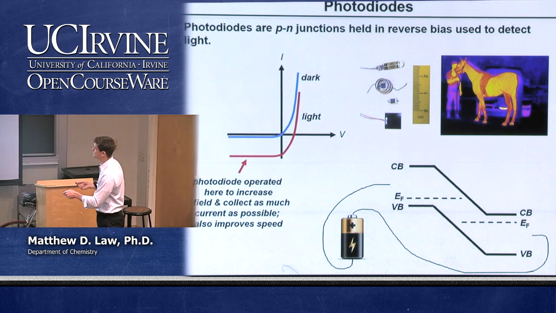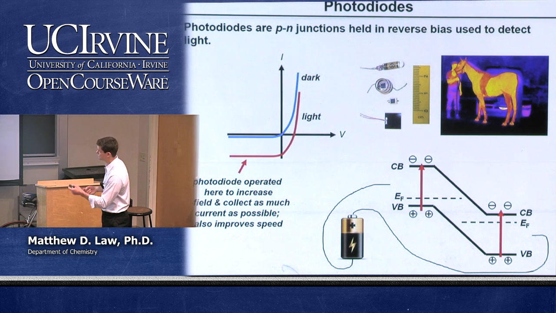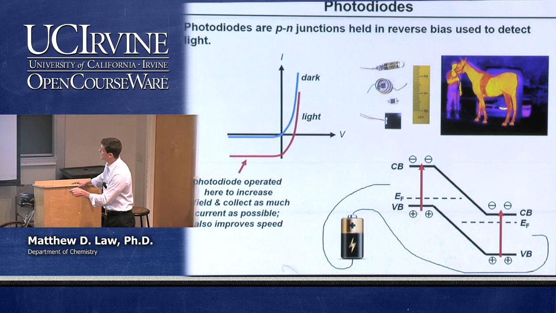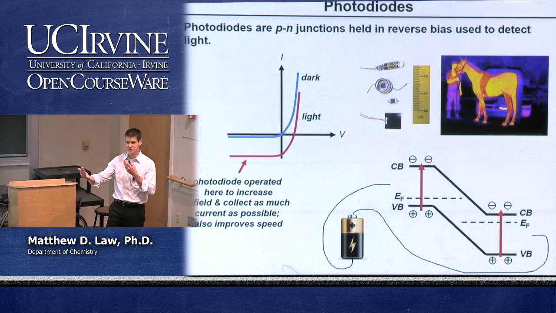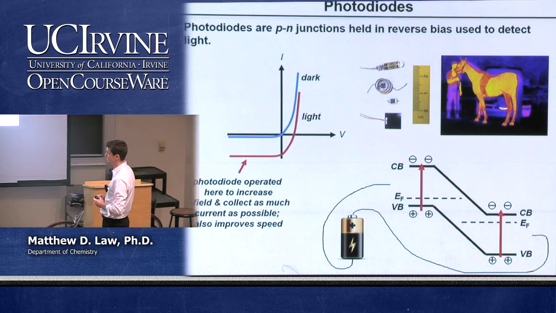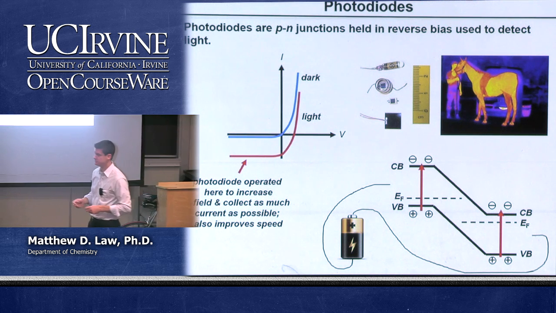First of all, it increases the region in which, if a photon is absorbed, these carriers get swept across the junction and collected as a current. So it increases the volume in which that happens in the semiconductor. That increases the sensitivity of the diode to light, which is important.